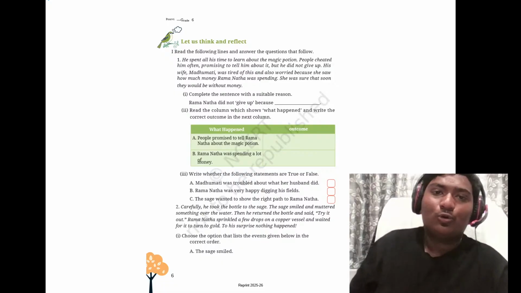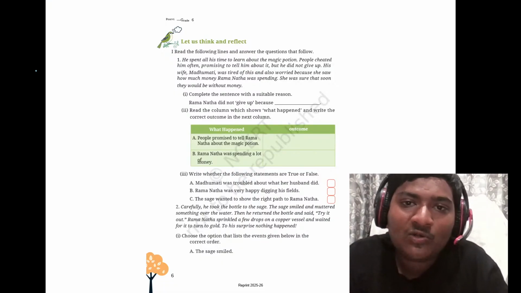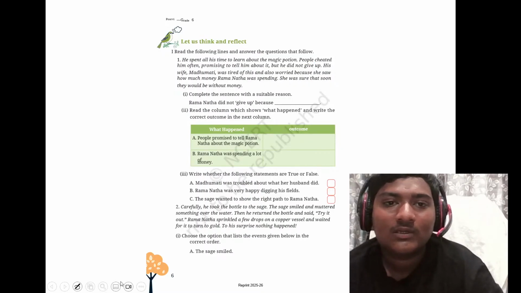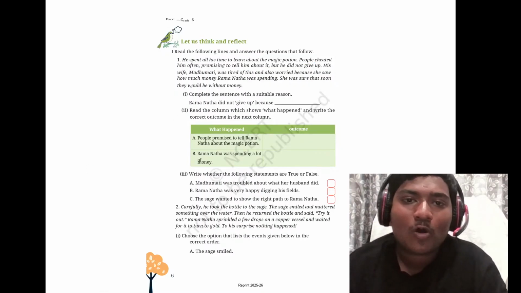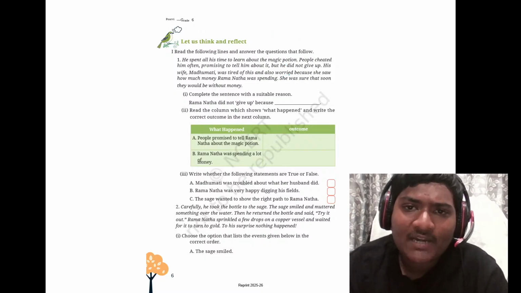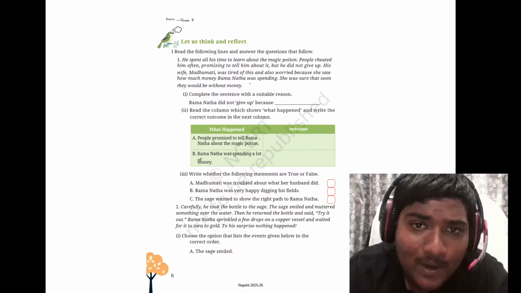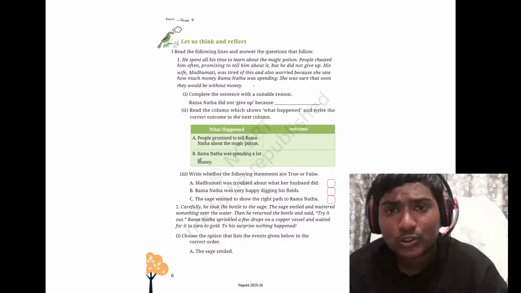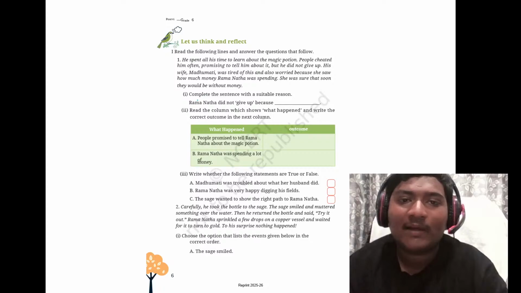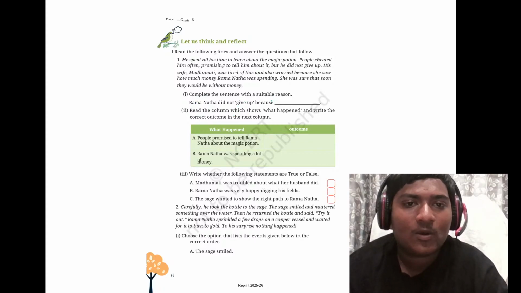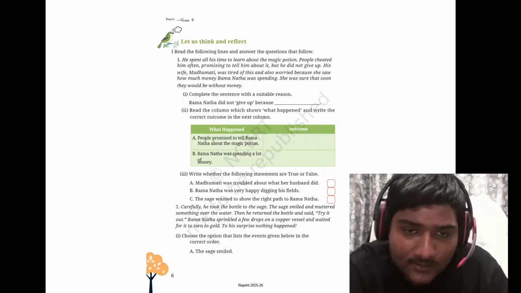Okay, let me read the question. He spent all his time to learn about the magic potion. People cheated him, often promising to tell him about it, but he did not give up. His wife Madhumati was tired of this and also worried because she saw how much money Ramanatha was spending. She was sure that soon they would be without money. Complete the sentence with a suitable reason. Ramanatha did not give up because. Shall I write the answer?